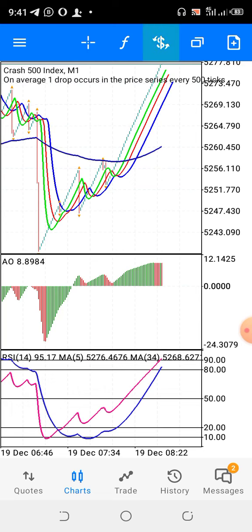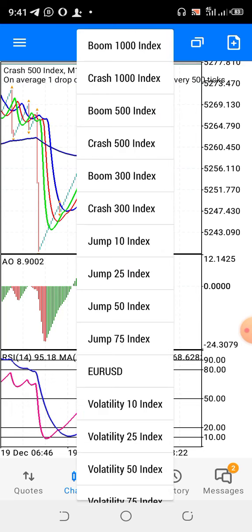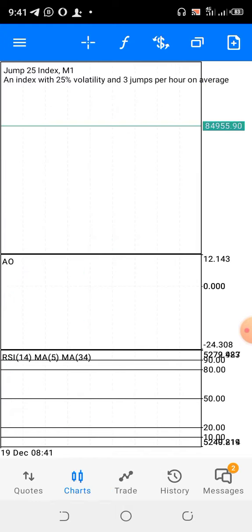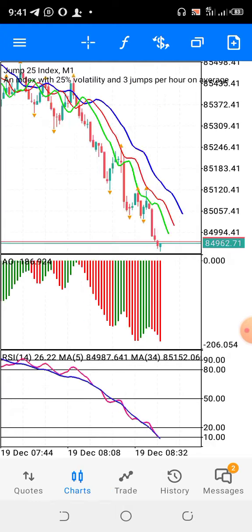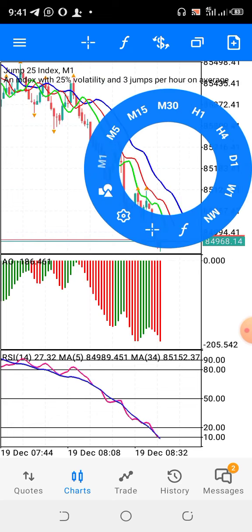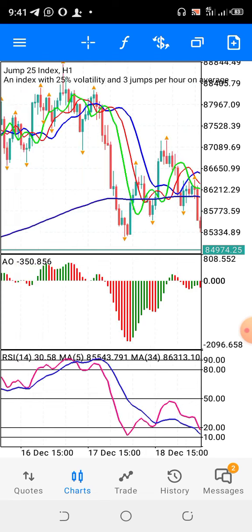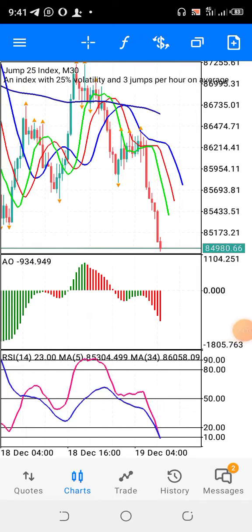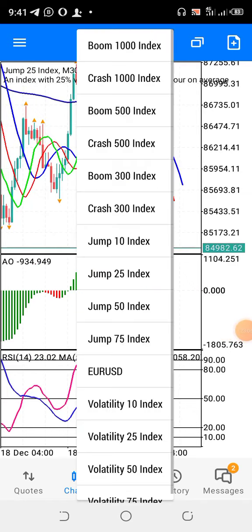Let me look if I can see any. Okay, let's see jump index. This one is not yet matured. Let's see. This one is Scalping. This one is for selling. No, we don't have entry opportunity here.